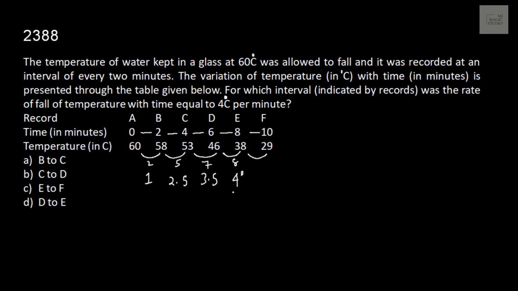That is what we are looking for, 4 degree per minute. That is what is asked, 4 degree centigrade per minute. That is from D to E. If we move from D to E, then we register 4 degree centigrade per minute fall in temperature. D to E, yes, that features in option D, and that is the answer.